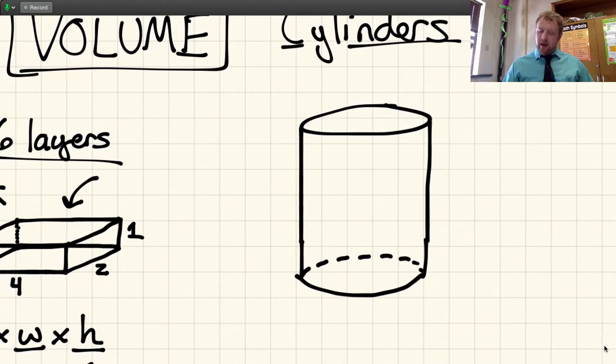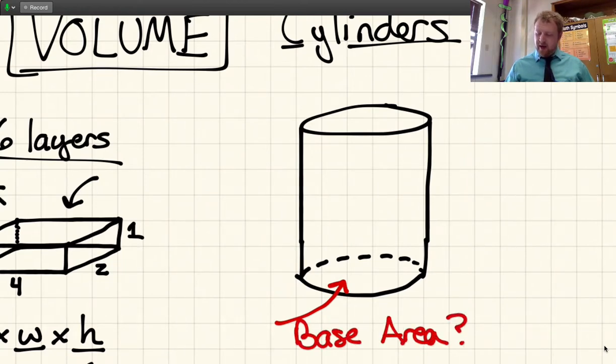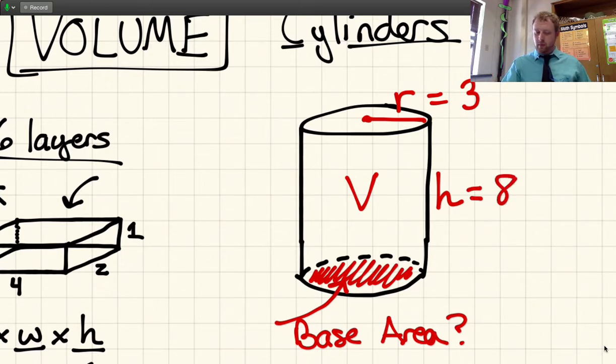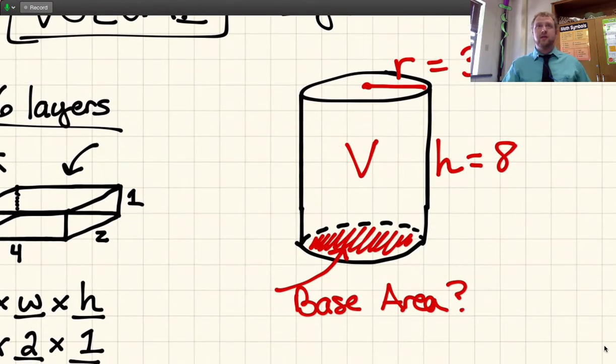How do I find the base area of a cylinder? What is the base area of a cylinder? What shape is that? Yeah, it's a circle. So if I find the area of the base and multiply it by the height, I can find the volume of this cylinder. The whole thing? Okay, the whole thing. This is the radius, and let's say the radius of this cylinder is 3 and the height is 8. How do I find the volume of a cylinder?